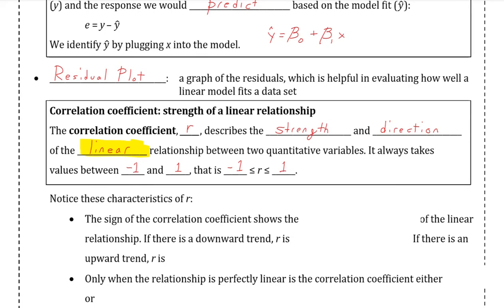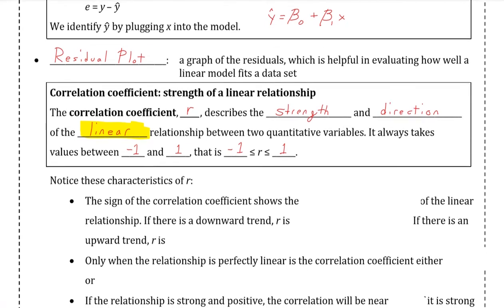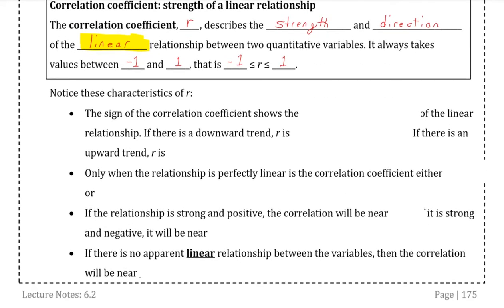Some specific characteristics of R, some that have been discussed, some that have not. The sign of the correlation coefficient shows the direction of the linear relationship. If there is a downward trend, which means that I have values in the scatter plot that are both in the top left corner and the bottom right, then that means R is negative. If it is the opposite, I have a lot of values in the bottom left and the top right, then that means the upward trend R, it would be a positive value.